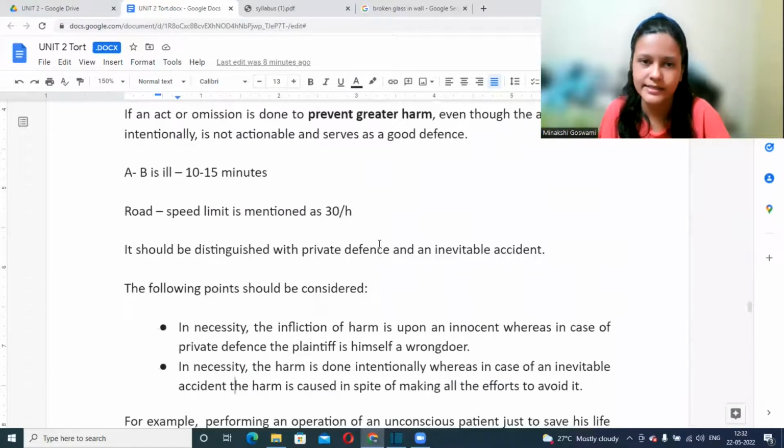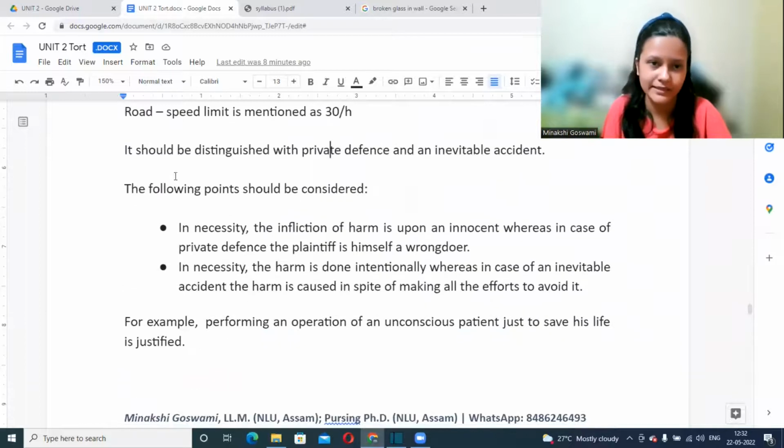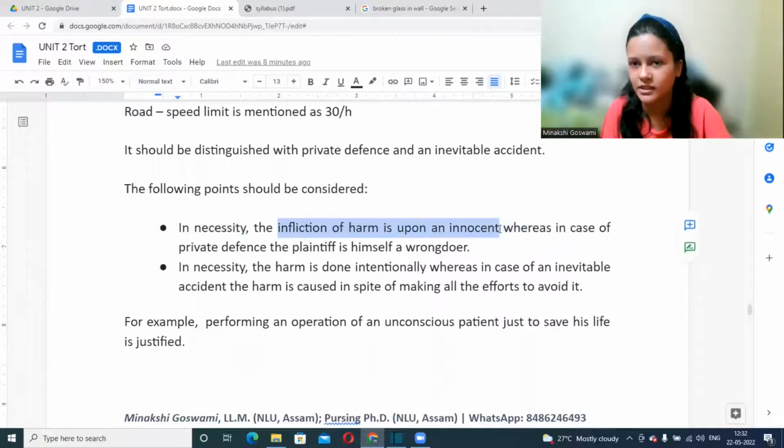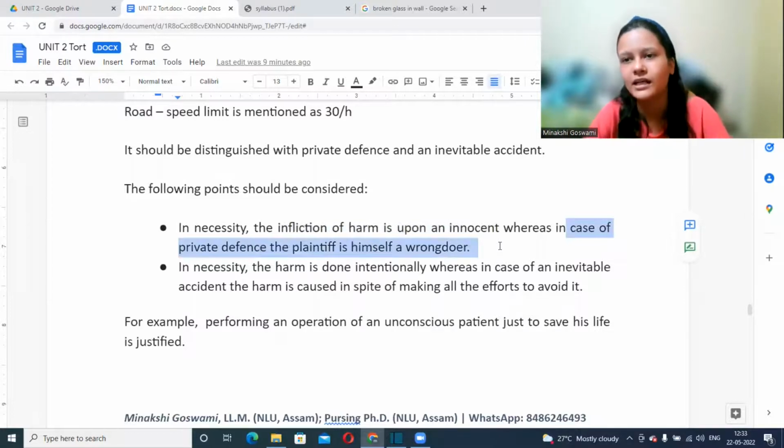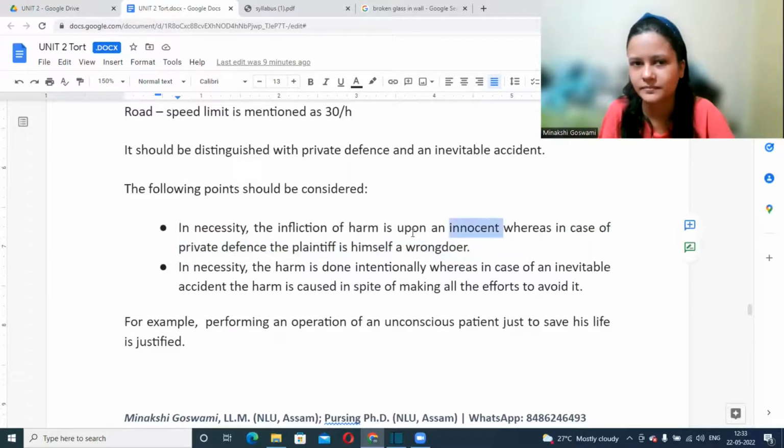Now, when we talk about necessity, it's different from private defense or inevitable accident. In necessity, the infliction of harm is upon an innocent. You are taking the risk that by breaking this traffic rule, I might end up hitting someone. As in, if you are about to cause harm, you will harm some innocent person who is not at fault, but still you are taking the risk. But in private defense, you try to cause harm to the wrongdoer because someone is trying to attack you. So you cause harm to the wrongdoer, but in necessity, it might be some innocent person.